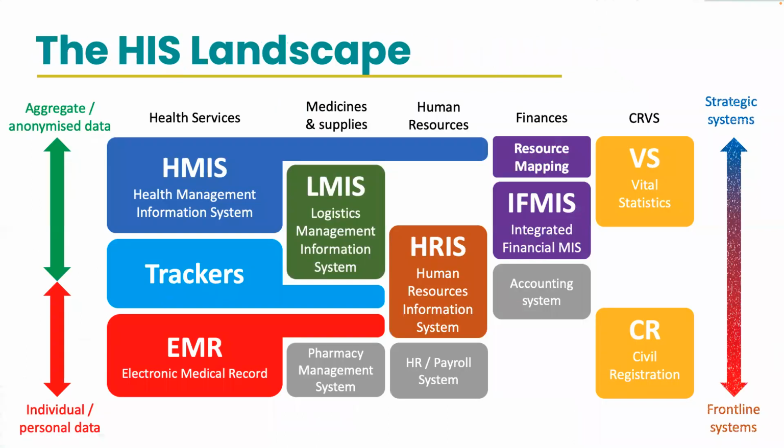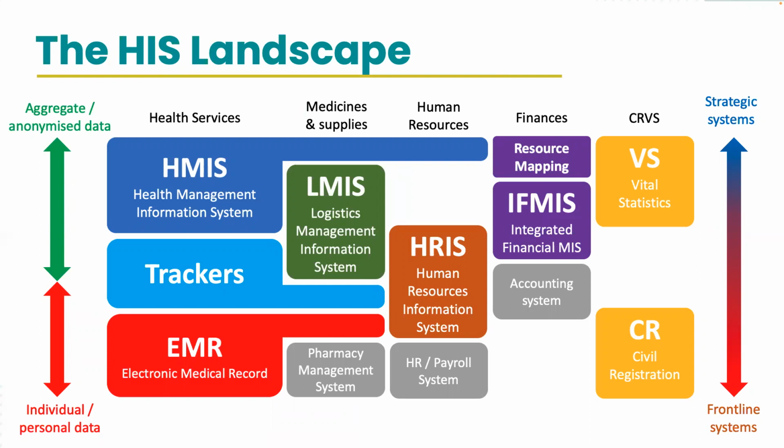So to come back to our bird's eye view of the HIS landscape, if you look on the right, I've placed that sliding scale next to all of our systems. So the nearer you get to the top of the screen, the more we're talking about strategic systems. And the more you move towards the bottom of the screen, the more we're talking about frontline systems. And then obviously there are systems that sit halfway between the two or that have multiple purposes.